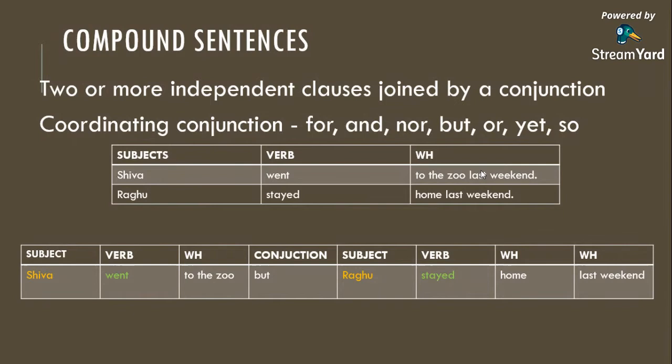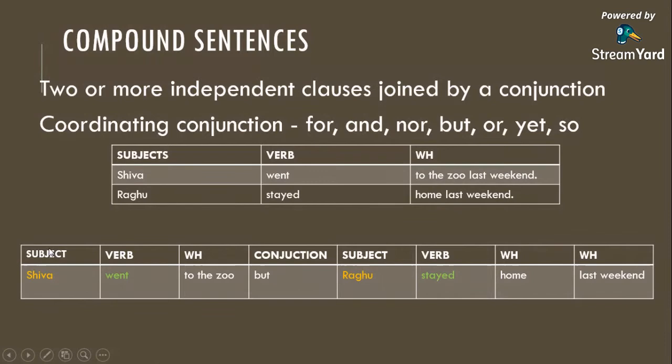It just shows that you are not a competent user of the language because it has the same idea. Last weekend, what did they do? But two different verbs, right? So how can we bring it together and make it into one sentence? We bring a conjunction. So over here we see the conjunction. Shiva went to the zoo, but Raghu stayed home last weekend.